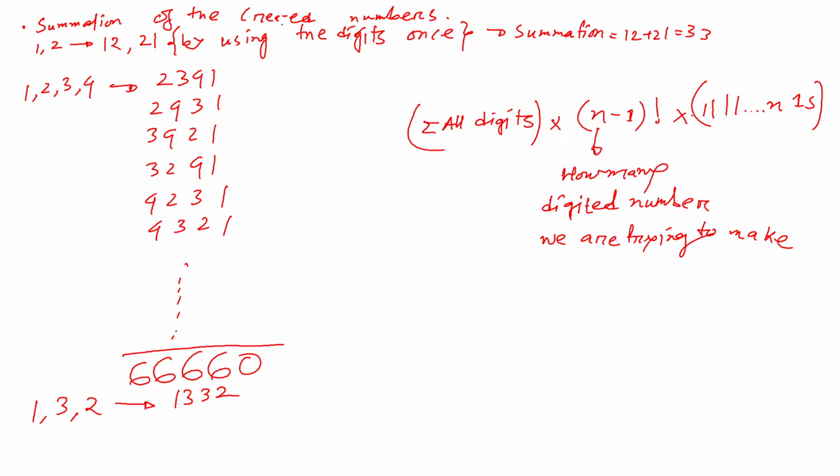Okay, and let's see if this satisfies this 66,660 or not. So what will be the summation of all digits? It will be 10, that is 4 plus 3 plus 2 plus 1. Now we are creating 4-digit numbers, so that will be 4 minus 1 factorial, times there would be 4 ones. Can you see by calculating whether it's correct or not?